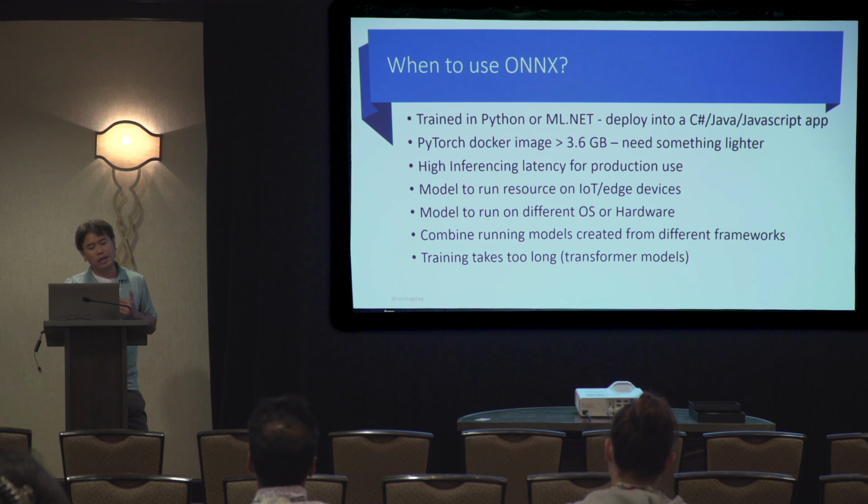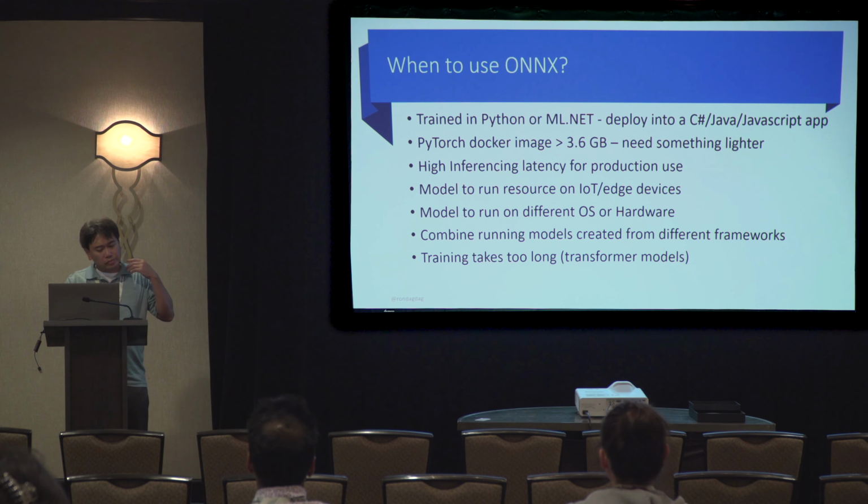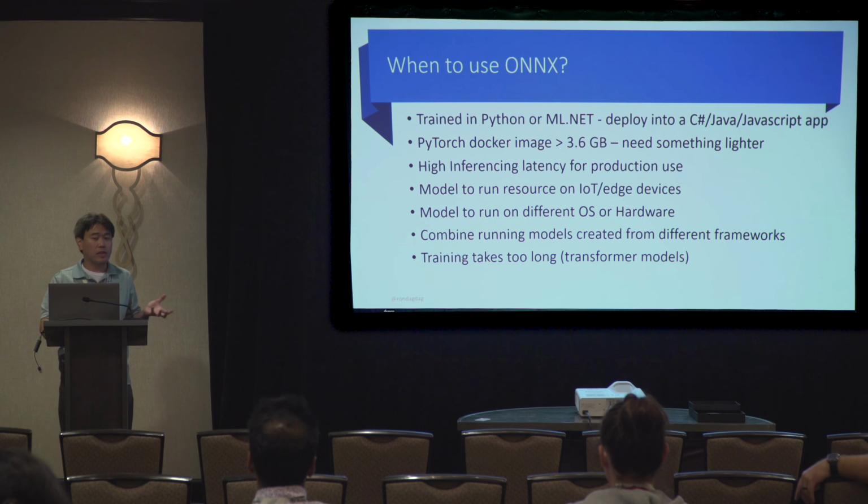If you have high inferencing latency, and you need it for production use, you really need it fast, it's really optimized for production use. If you have something that's resource constrained, like an edge device or an Internet of Things device, you can start incorporating this. It will run on a Raspberry Pi, for example.